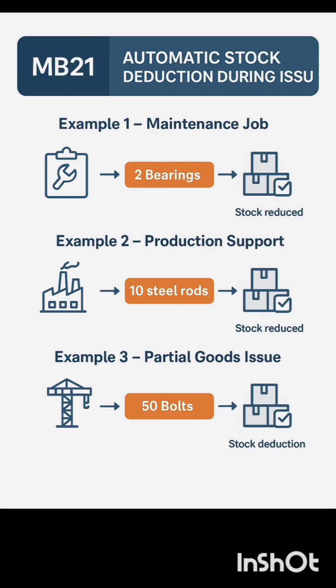In third example, partial goods issue, a project team reserves 50 bolts for equipment installation. On the first day, only 30 bolts are issued. SAP automatically deducts 30 from the stock, while the reservation still shows 20 pending. Later, the remaining 20 are issued and the reservation closes. So this is the usage of MB21.